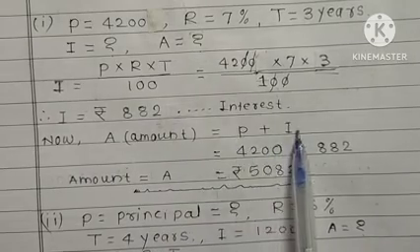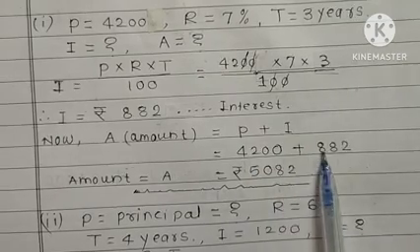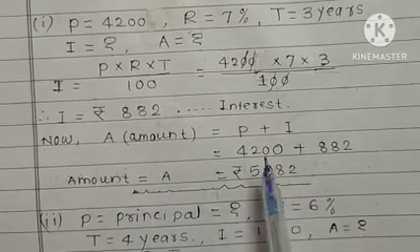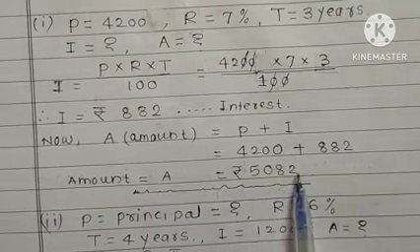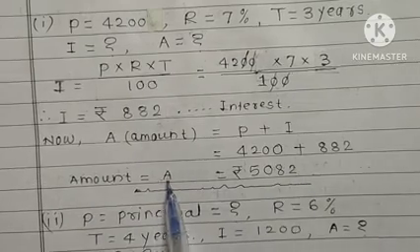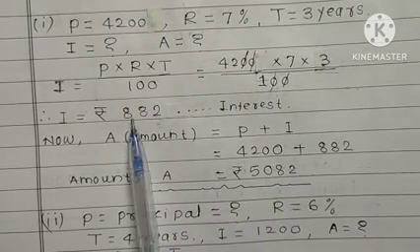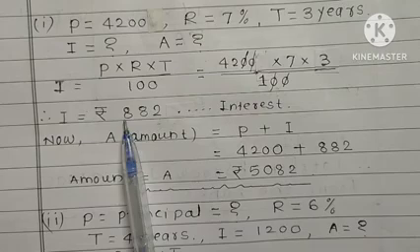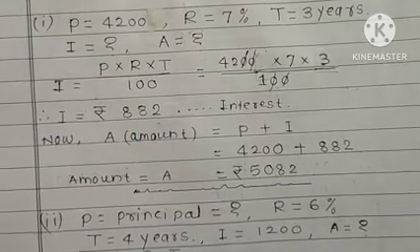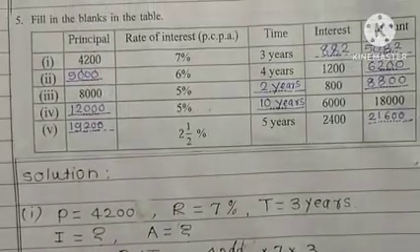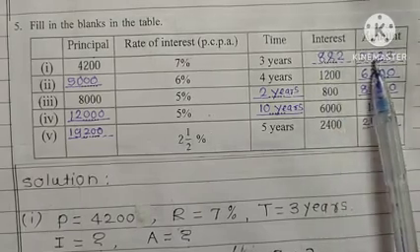Now amount. A is amount. Amount is given by P plus I. P is equal to 4200. I 882. This addition will be 5082. So amount A is equal to 5082. So fill in the proper blanks. First this and second this.